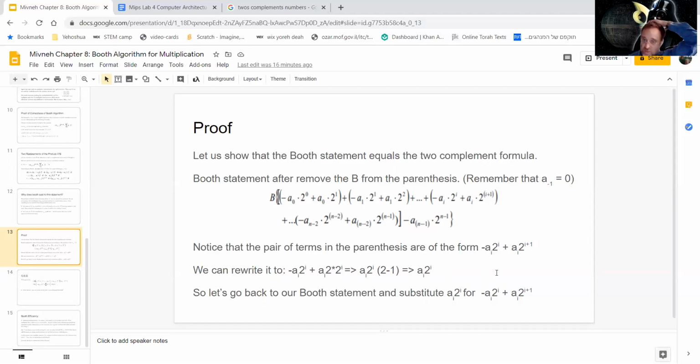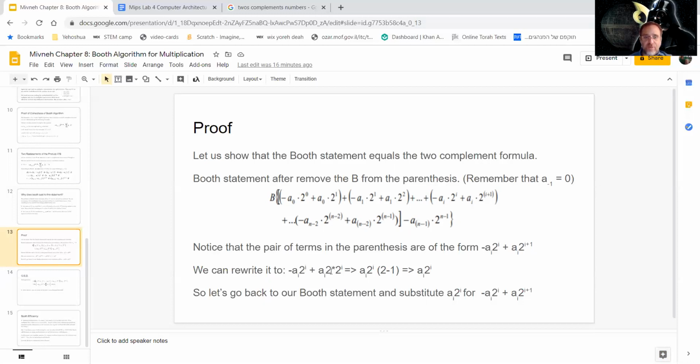Because what does it mean, 2 to the I plus 1? It means 2 to the power I plus 1. I is, let's say, 3, plus 1 is 4. So it's 2 to the 4th, but I can rewrite that as 2 to the 3rd times 2. So that's what I do here. I reduce this back to I and take out a 2 and put it in front.